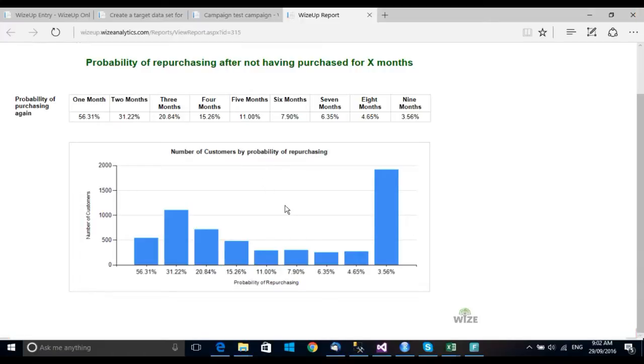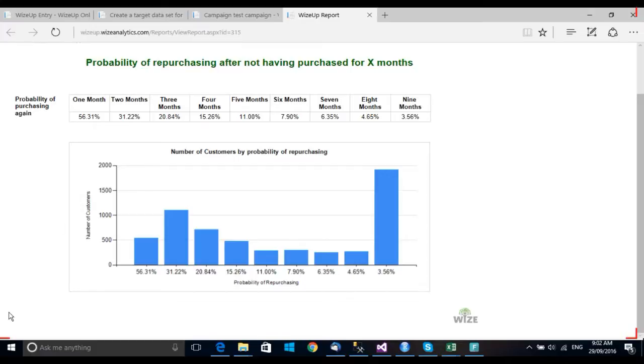Now, when it comes to understanding your customer group, you can go and look at probability of repurchasing or the number of months they've been disengaged versus the number of customers. Here we can see that about 500 odd customers have been around and have made purchase for only less than 1 month. But this is only one part of our target. There's over 1,000 people here who've not purchased for 2 months and about 700 for 3 months, and the case continues.